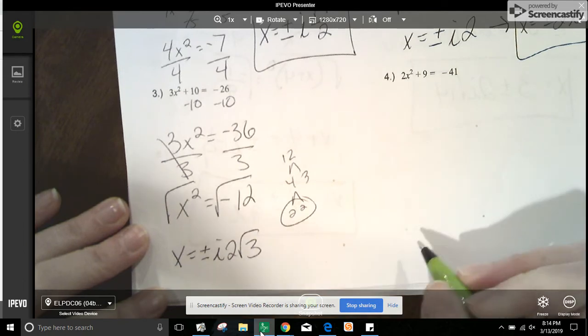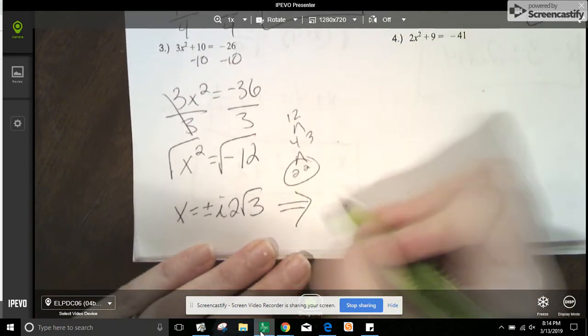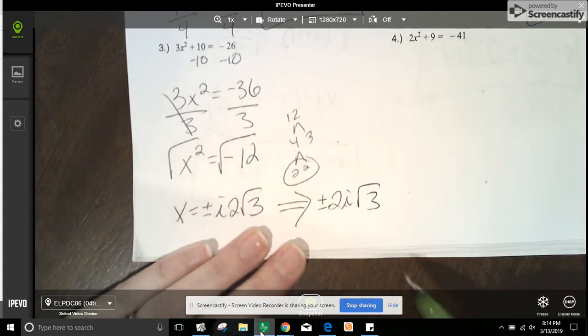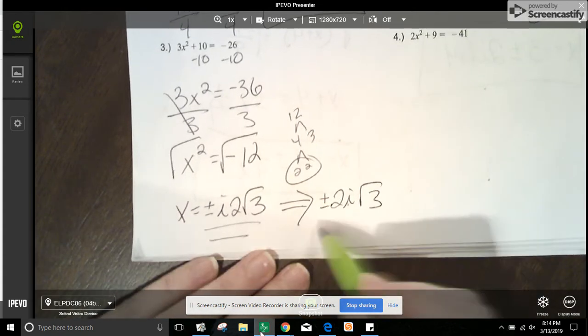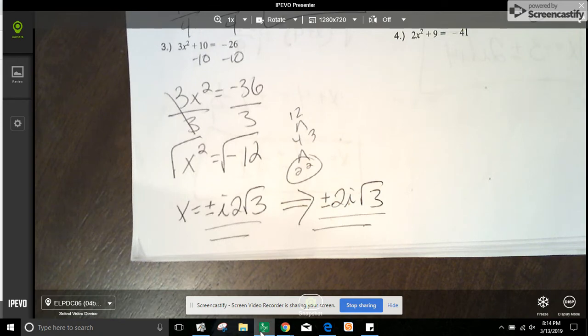But if you're looking in a book or taking SATs, they usually throw the i behind the number. So if you write this, it's fine, but also realize it's the same thing as this. They usually put the i behind the number.